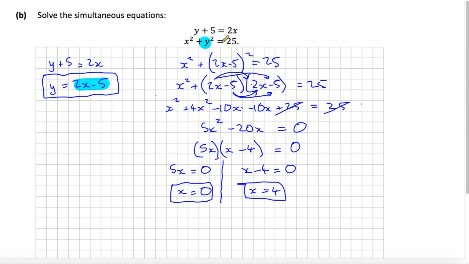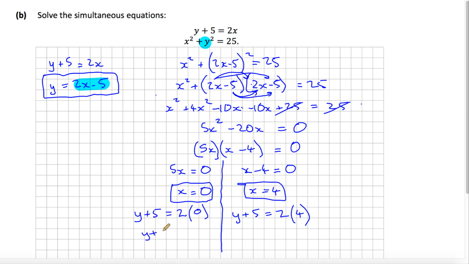However, as you know, we need to find the value of y. So now I'm going to sub both of these back into the easier equation. Make life easy for yourself. So what have we got? We've got y plus 5 equals 2x, but instead of x we put in 0. And over here we'll have y plus 5 equals 2 4s, because x is 4. So let's see, what does that give us?